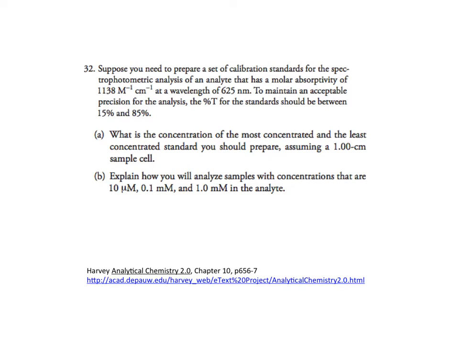So problem 32 is asking us to calibrate a set of standards for a UV-vis analysis of an analyte with a molar absorptivity of 1,138 inverse molar inverse centimeters, wavelength is 625 nanometers, and the percent transmittance needs to be between 15% and 85%. The question has two parts. The first part asks us to find what would be the most and least concentrated standard we could prepare. And the second part asks us to analyze samples that are below and above the threshold of precision and within the desired precision range.